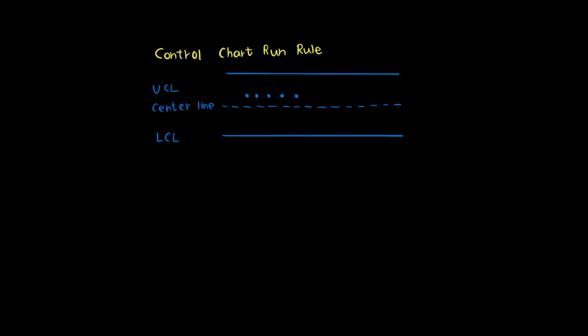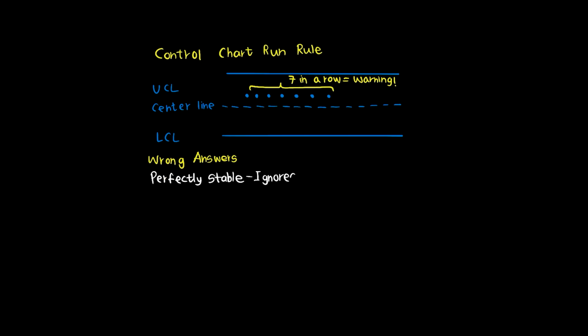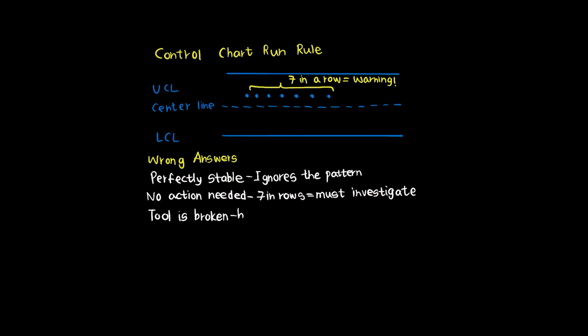Think of it like a coin flip. Getting 7 heads in a row is technically possible, but you would start to wonder if the coin is fair. Same idea here. The data is not random anymore. Something is pushing it in one direction. Now, saying the process is perfectly stable ignores that pattern entirely. Saying no corrective action is needed is wrong, because 7 in a row is a textbook signal to investigate. Saying the measurement tool is broken is just avoiding the real issue. The pattern is a known statistical signal, not an equipment glitch.